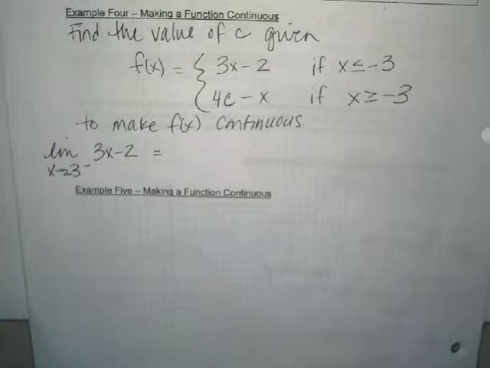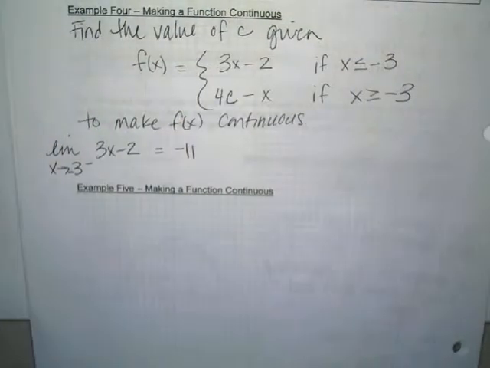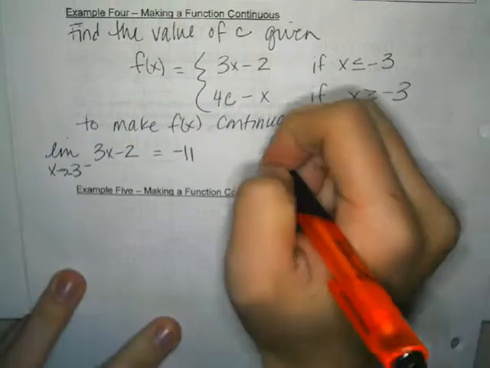can I directly substitute? We can evaluate this like we evaluate every other limit. Does direct substitution work? Yep. So I'm going to plug that negative 3 in for x. And what do you get when you do that? Negative 11. Okay. So I have negative 11. That's my limit value from the left. Then I evaluate it from the right.